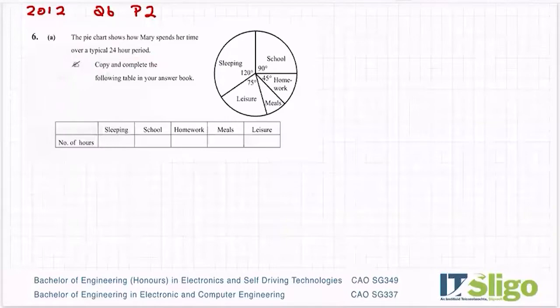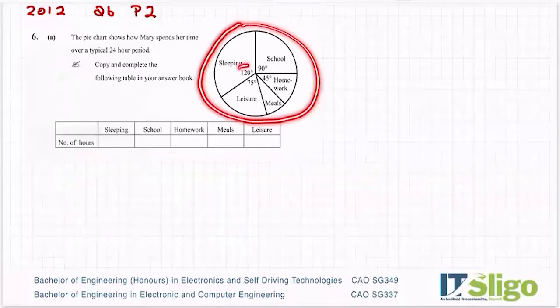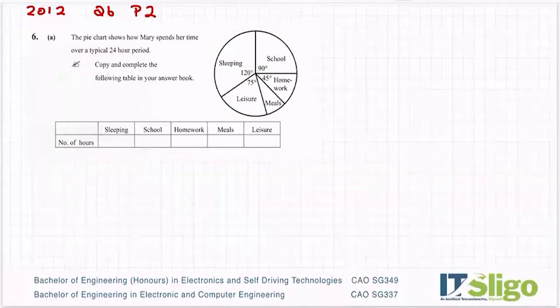Okay, so don't need this bit too much. Back in the day, you didn't have room to answer your questions. You had a separate answer book. So basically fill in the table. So this is a pie chart, and a pie chart is given in degrees. And from that, they want you to work out how many hours did Mary spend sleeping, at school, doing homework, eating meals, and then her leisure time.